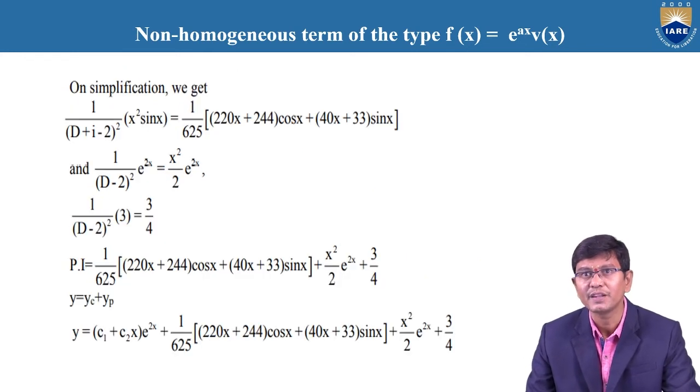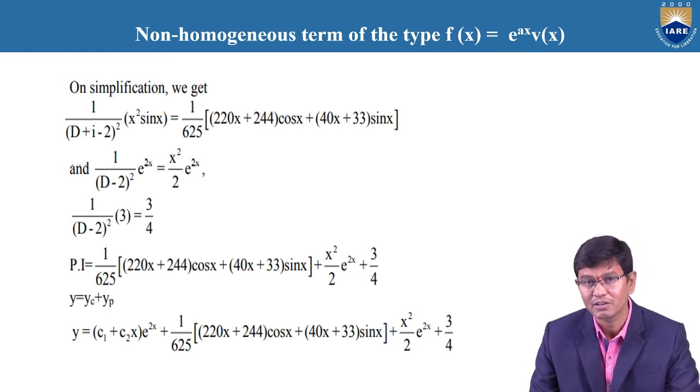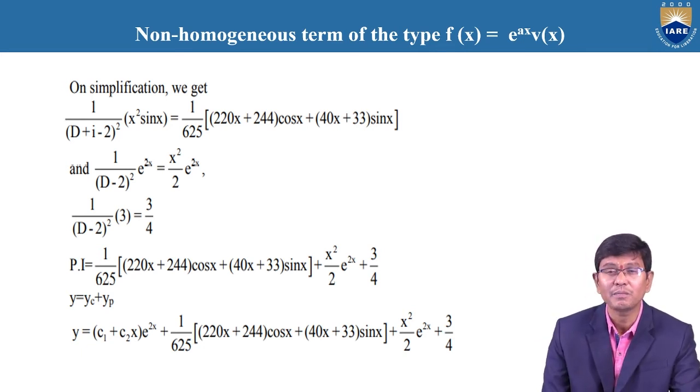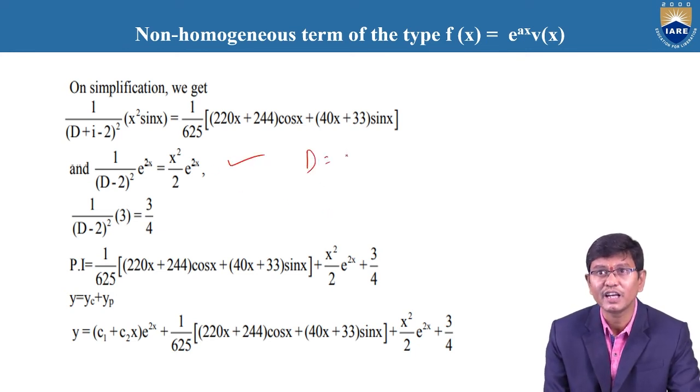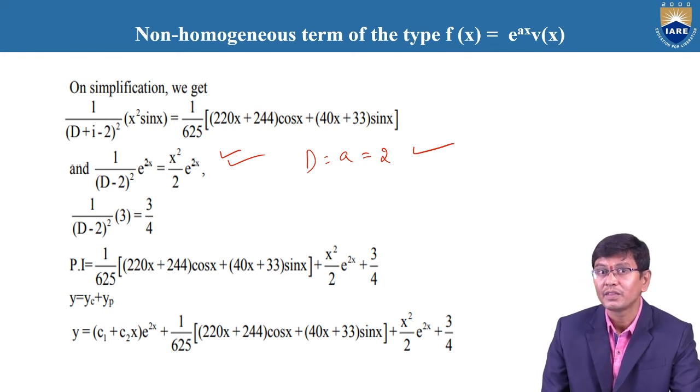finally we obtain that one of the solutions of the first part is 1 by 625 into (220x plus 244x in 44) into cos x plus (40x plus 33) into sin x. The second part is 1 by (D minus 2) whole square into e power 2x. Here, by replacing D with a, the case is a failure. Using the case of failure, we multiply by x twice, so x square, and in the denominator take the second derivative, using type 1. After simplification, you obtain x square by 2 into e power 2x.